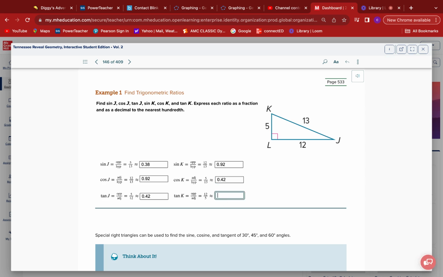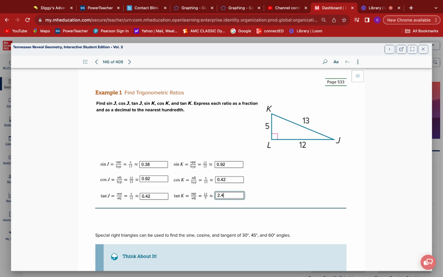All right, and tangent of k. That's your opposite over your adjacent. So it's going to be 12 over 5. All right, and 12 divided by 5 is 2.4. And it doesn't change, so it's 2.4. All right, so there we go. Expression, fraction, decimal, nearest hundredth. There we go.